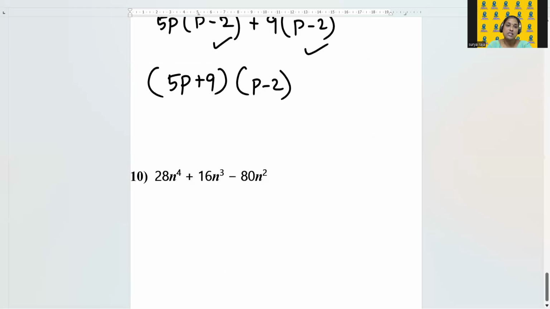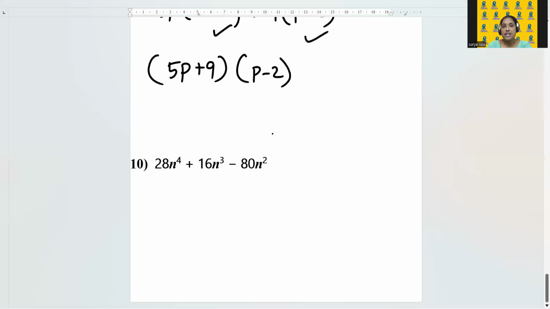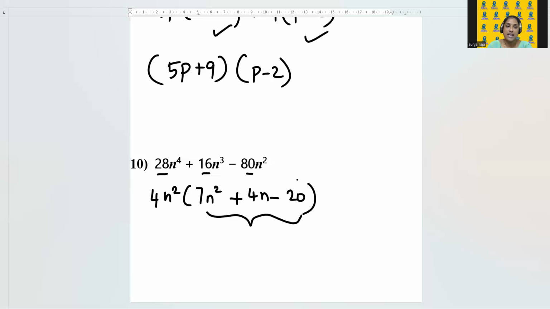So I'm here just explaining how to factorize quadratic expression in detail. As I said, you might have some different kind of expression like this. Since the degree is 4, it might not be considered as quadratic expression. Before factorizing it, let me take the common factors outside. As I have 28, 16, 80, I can take 4 and n square. I got 7n square plus 4n minus 20 within the bracket as a quadratic expression.